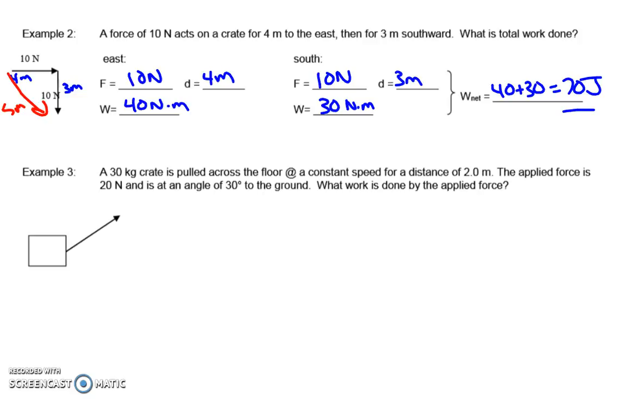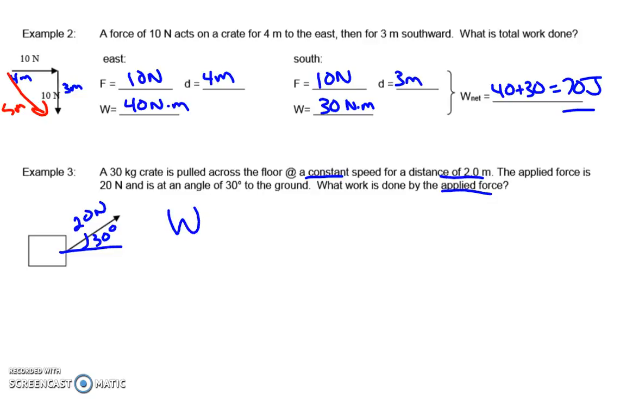All right, last problem. I've got to fit it in the next minute or two. We've got a crate pulled across the floor at a constant speed. That's important. And a distance of 2 meters. The applied force is 20 newtons, and the angle it makes with the horizontal is 30 degrees. What's the work done by the applied force? That's important, that we're very specific about which force.